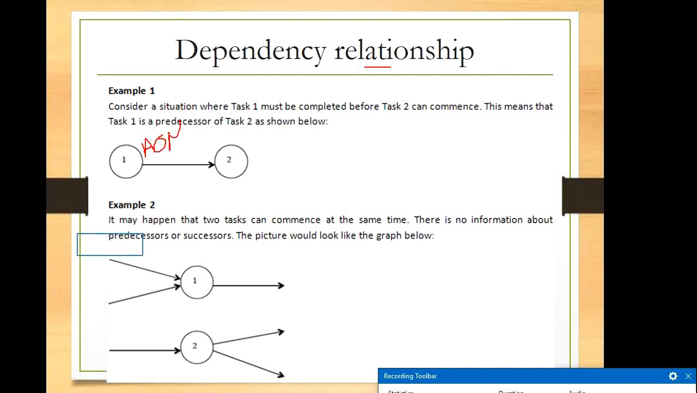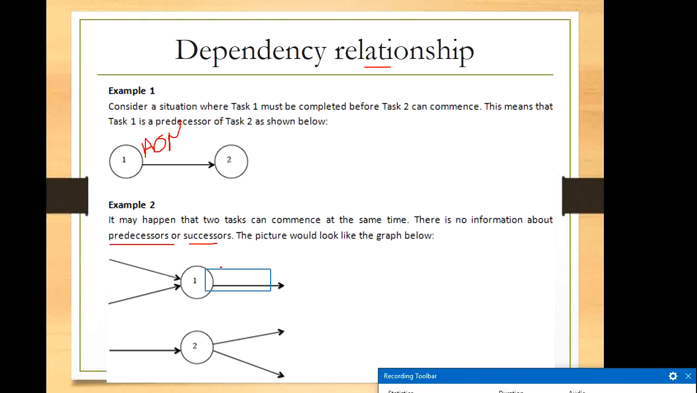Activity mentioned here: 1 must be finished before you can start 2. It may happen when 2 tasks can commence at the same time. There is no information about predecessors or successors. The picture would look like this graph below. So this way it can appear.